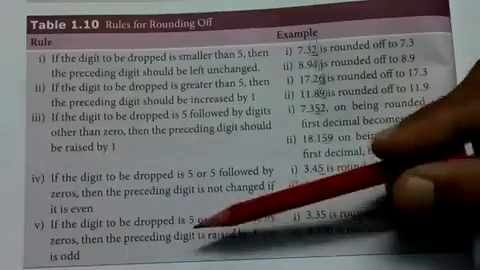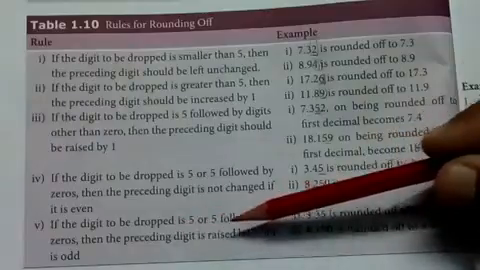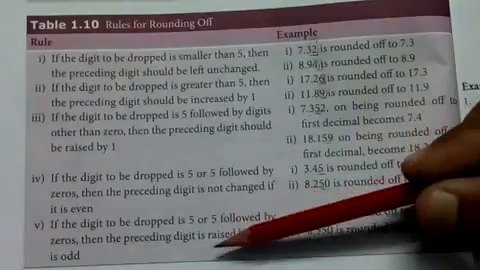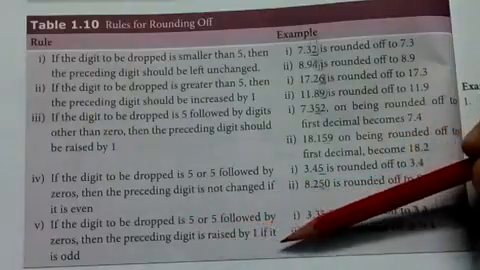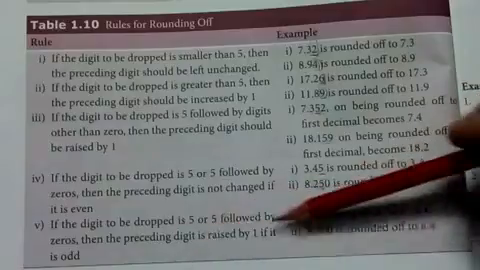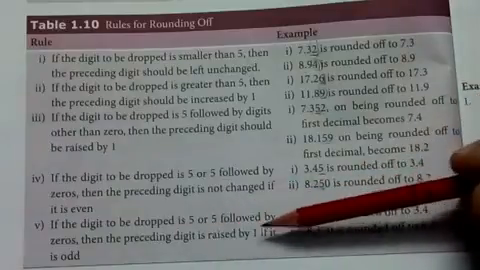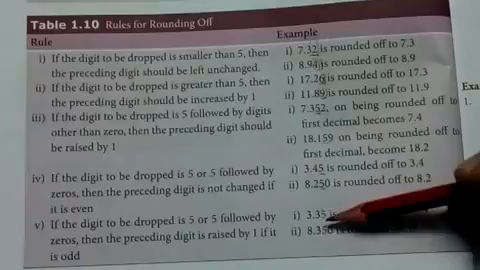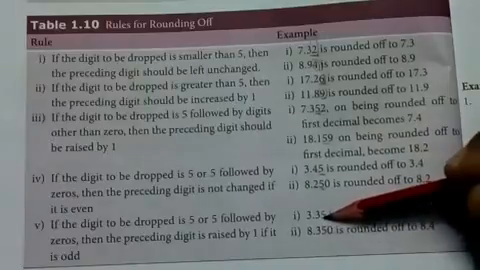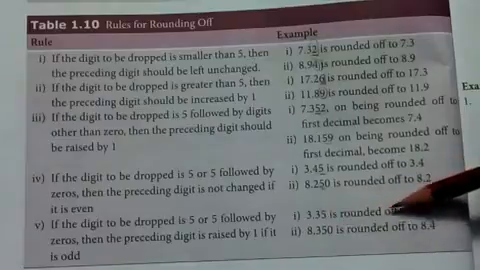Next one, we'll see the odd rule. If the digit to be dropped is 5 or 5 followed by zeros, then the preceding digit is raised by 1 if it is odd. So the digit to be dropped is 5. Let's see this example here, 3.35. You must drop this 5, which is 5 or 5 followed by zeros.